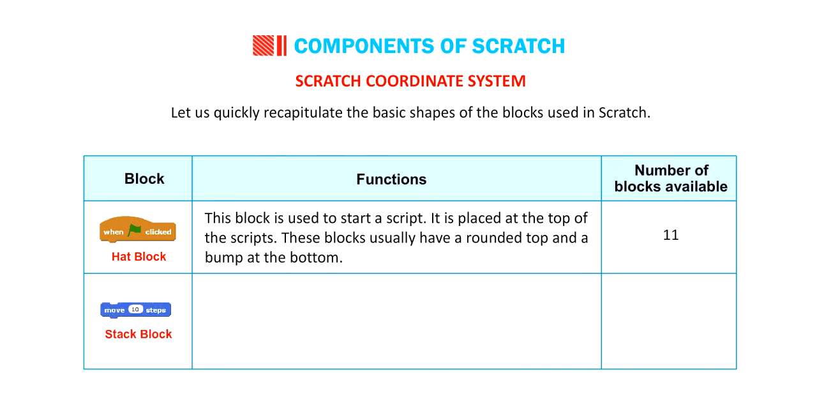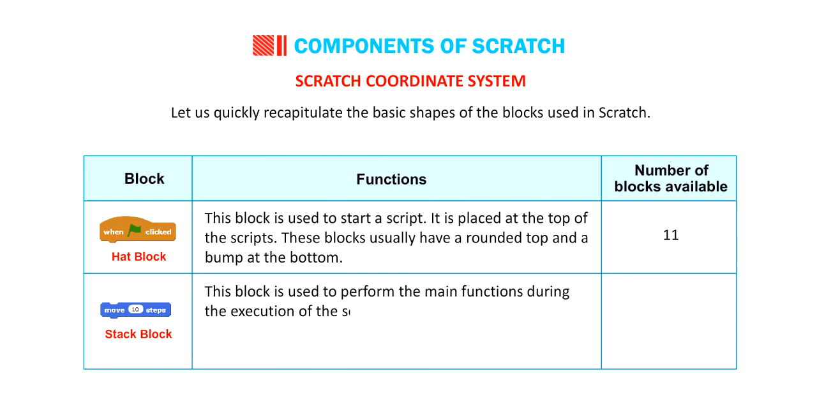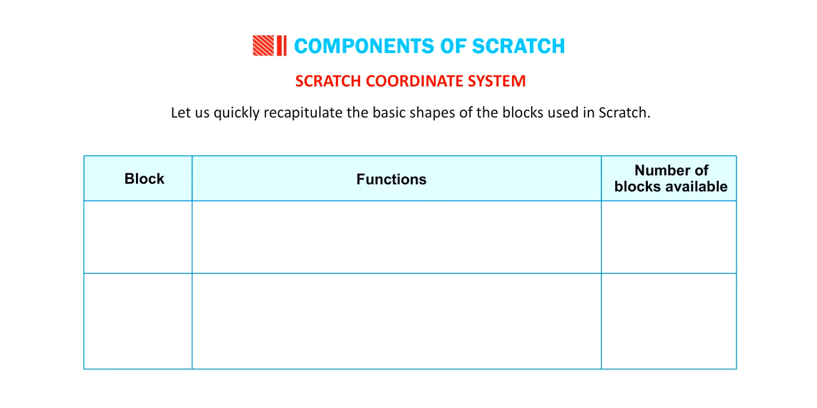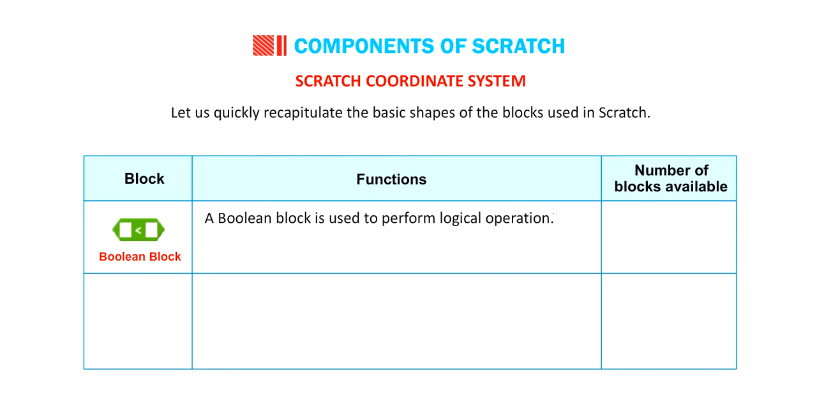Stack block. This block is used to perform the main functions during the execution of the script. These blocks have a notch on the top and a bump at the bottom so that the other blocks can be stacked above and below them. Boolean block. A Boolean block is used to perform logical operations. These blocks represent the Boolean logic that returns either true or false.